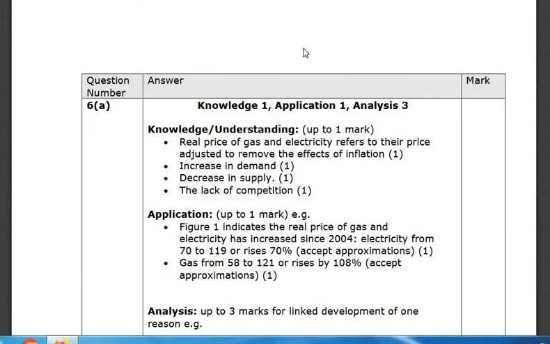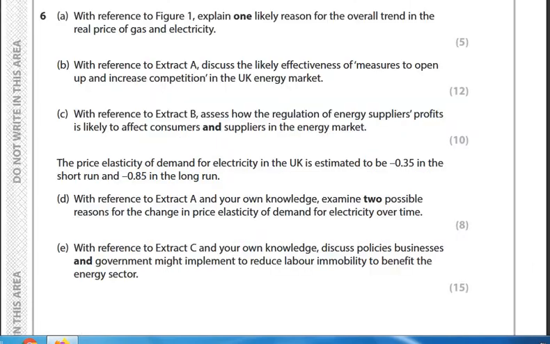Okay, so let's move on to the next question. Question 6C, the command word is assess, and it's worth 10 marks. So again, with this question, it's marked according to a levels of response mark scheme.